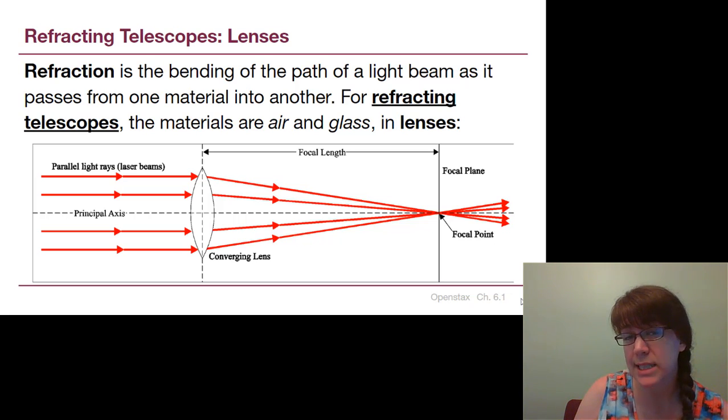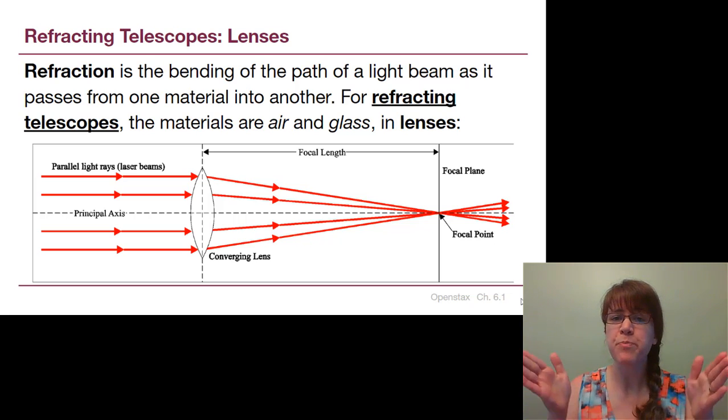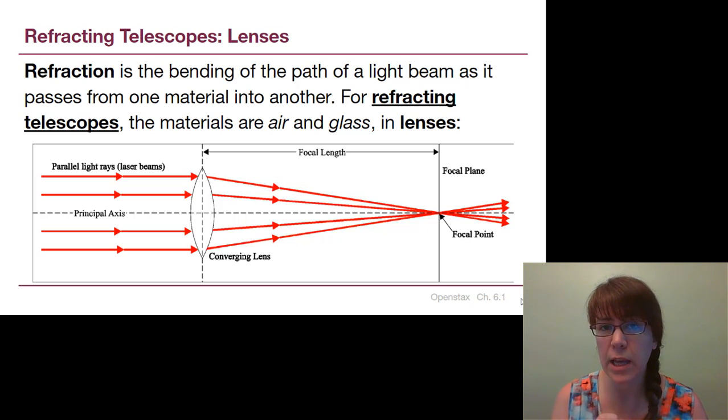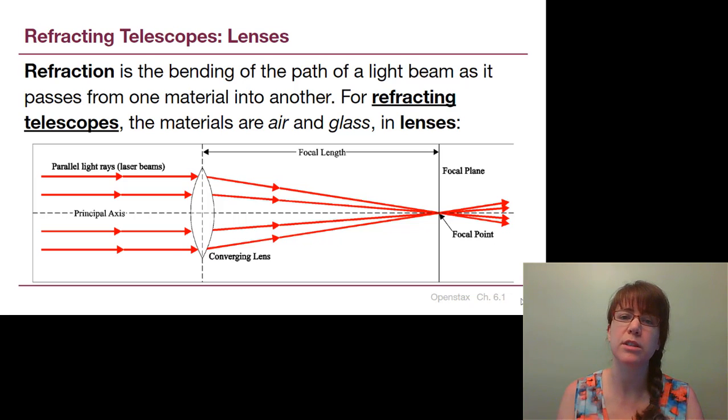Telescopes that use glass lenses are using this same kind of physics to send light that was coming in at parallel lines, allowing them to bend to a single point. Because if we want to make a picture that doesn't look blurry, we need all that light to come to a single point, and that's where we would record that image.